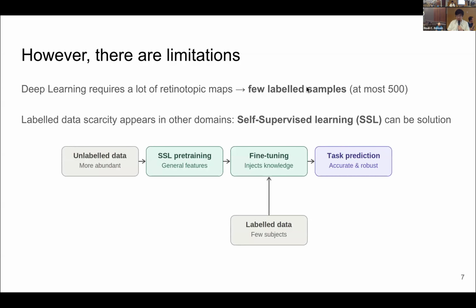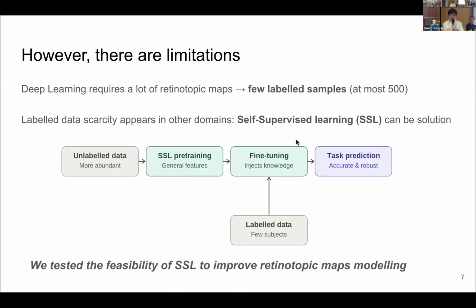So the idea of self-supervised learning is that using the unlabeled data, which cannot be used as an input for supervised learning, we can learn more fundamental information from this unlabeled data. So in this project, we tested the feasibility of self-supervised learning to improve retinotopic mapping modeling by doing this learning for structured data. From now, he will continue.